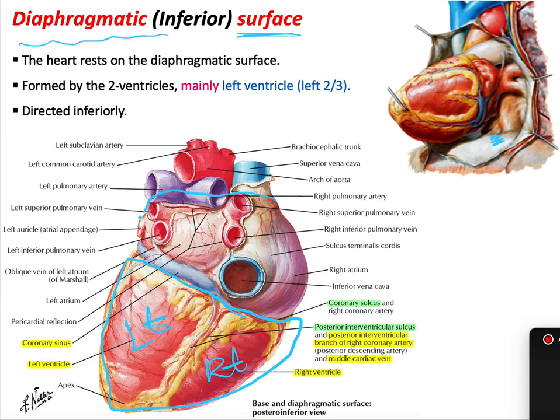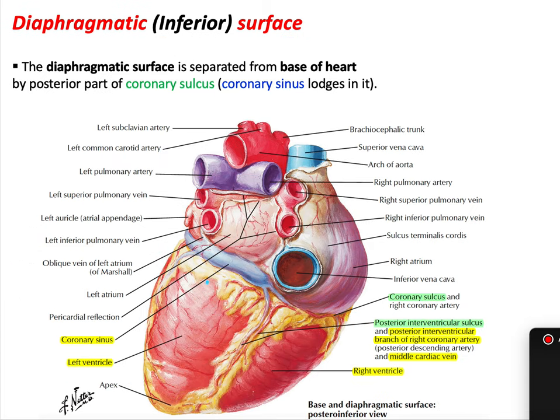If you look at the base of the heart, you would see again that it is separated from the diaphragmatic surface. We mentioned that a couple of slides ago, but I'm sure you couldn't understand what I was saying. The base of the heart is separated from the diaphragmatic surface by a sulcus called the coronary sulcus that holds the coronary sinus in it. Coronary sinus is a vein, a big vein they call sinus, meaning a pocket. And other structures. We'll talk about that.